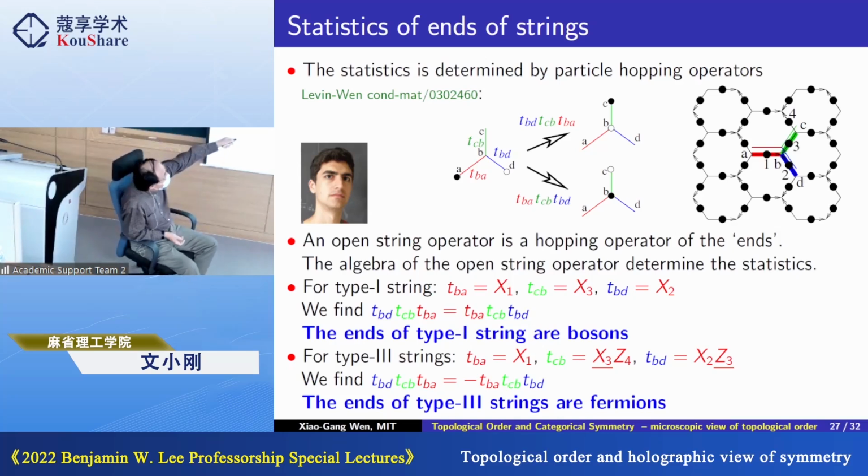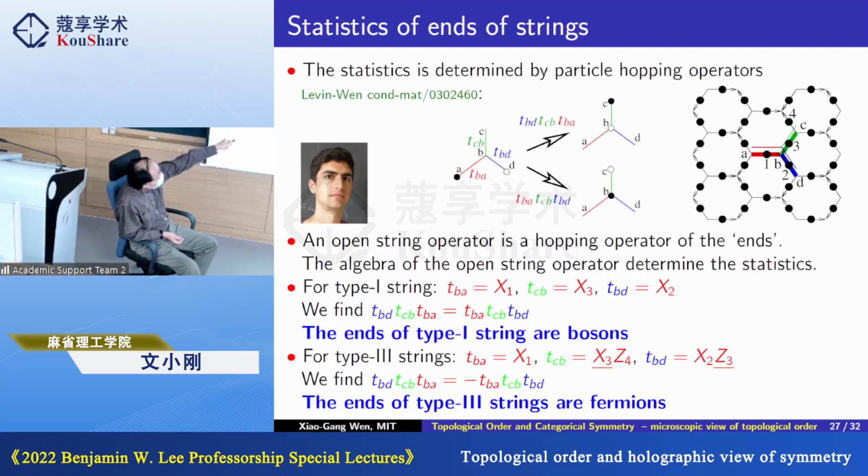Suppose we have four sites, A, B, C, D. Originally, you have two particles at A and D. Then we have a hopping operator hopping from A to B, and then another hopping operator from B to C. So this black one moves from A to C here. Then we have another hopping operator that hops from D to B. So at the end, we get this configuration.